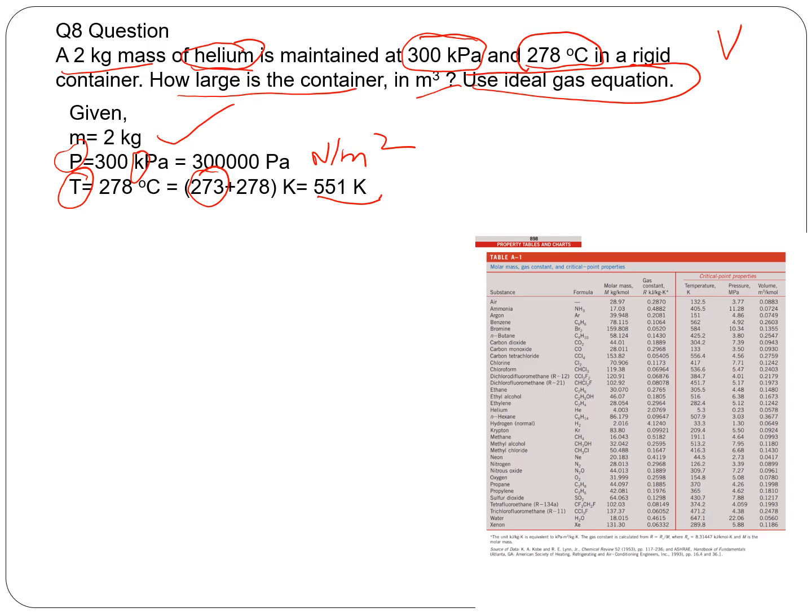Now, what do you have here? Pv is equal to RT. We know pressure, we know temperature, again in basic units. Now we need to find the value of the gas constant R, so you need to use Table A1. In our case, the gas is helium, so you need to figure out where helium is in the table.